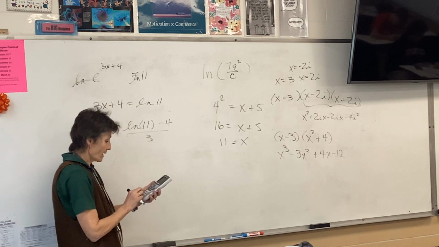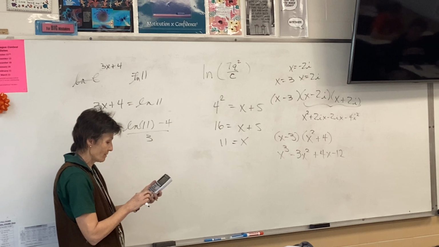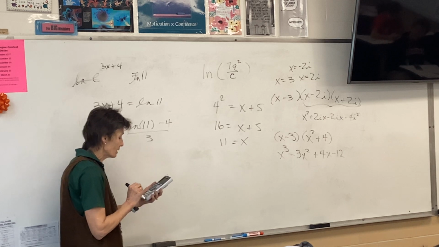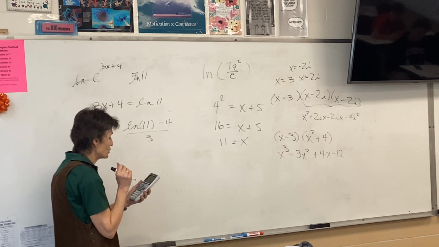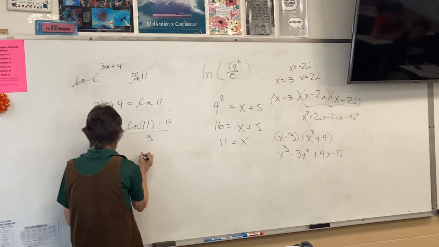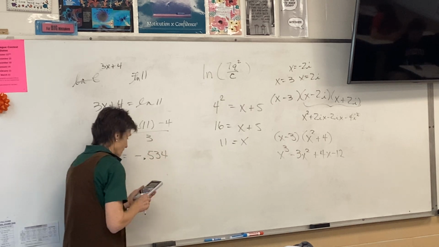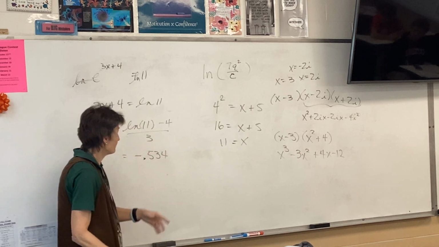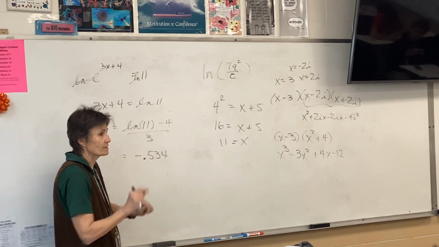Okay, so ln 11 minus 4 divided by 3. Did you get negative 0.534? Yep. If you didn't, try it again. ln 11, close parentheses, minus 4, divided by 3.